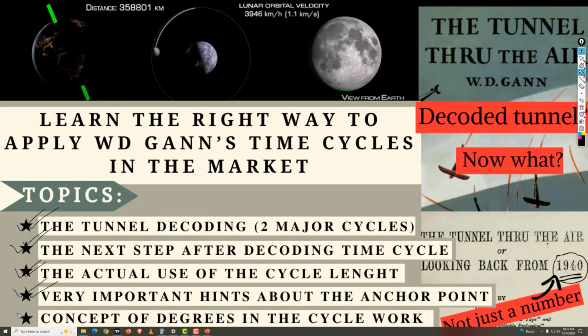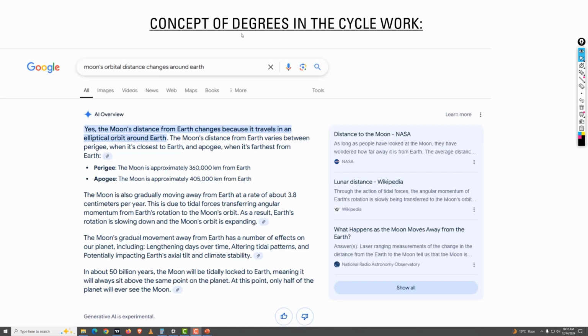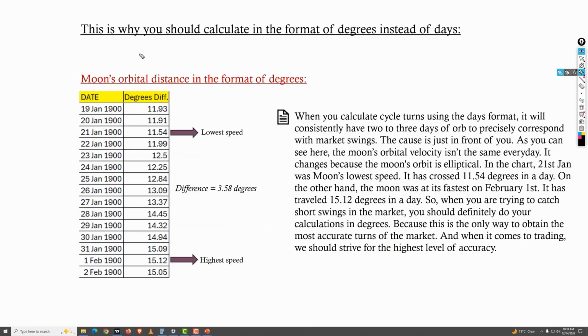Okay? Now let's move forward to the final topic, which is concept of degrees in the cycle work. Okay, concept of degrees in the cycle work. We all know that the moon's orbital distance changes around the Earth. It's because it travels in an elliptical orbit around Earth. Okay, that's why we have perigee and apogee. Okay, now the point is, why you should calculate in the format of degrees instead of days.